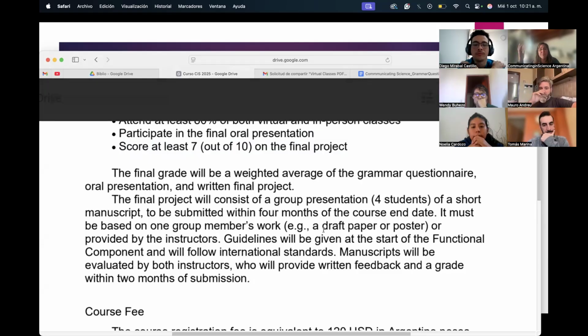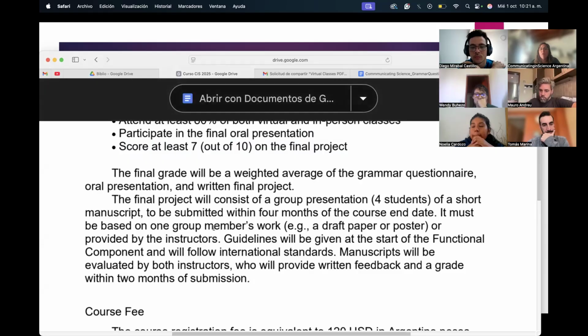You can have a draft paper or a poster, or we can provide you with a poster for you to work on. The thing is that we can provide you with a subject, but it will be a subject that none of you is familiar with. So if you have a poster that you want to write a paper on, bring it. The guidelines will be provided at the start of the functional component and will follow international standards.